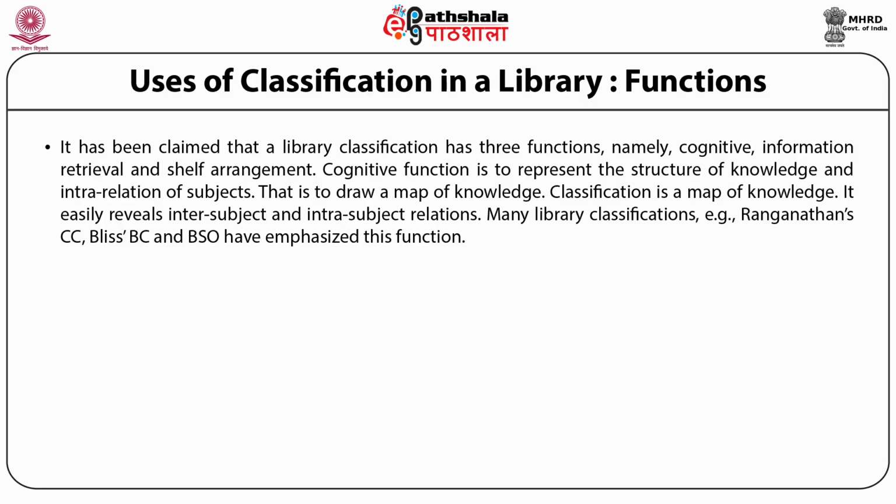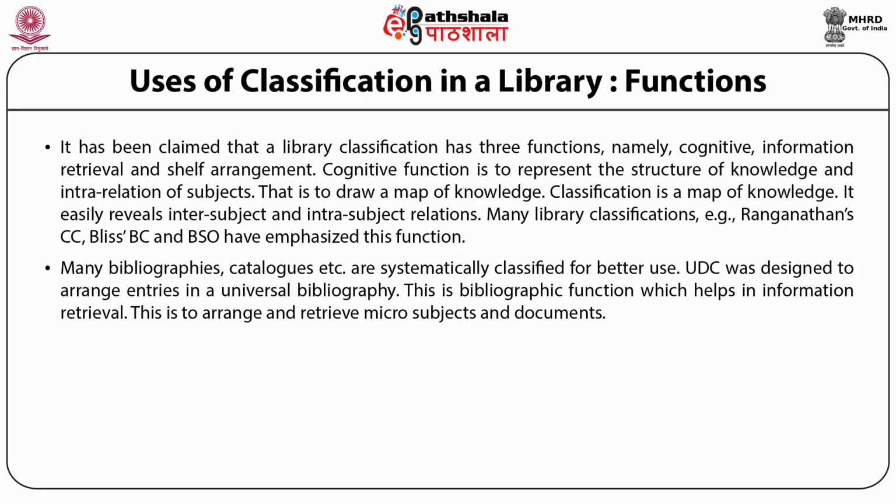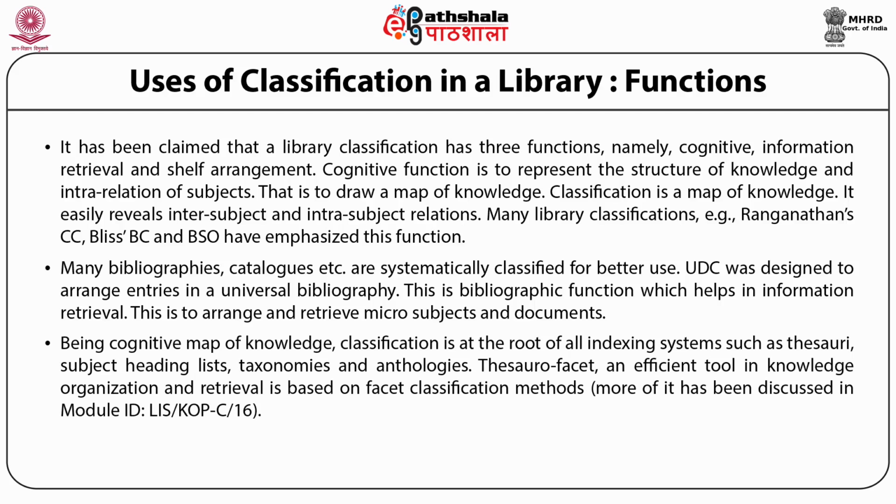Many library classifications, for example, Ranganathan's colon classification, Bliss's bibliographic classification, and BSO, that is broad subject ordering, have emphasized this function. Many bibliographies, catalogs, etc. are systematically classified for better use. UDC was designed to arrange entries in a universal bibliography. This is a bibliographic function which helps in information retrieval. This is to arrange and retrieve micro-subjects and documents. Being a cognitive map of knowledge, classification is at the root of all indexing systems such as thesauri, subject heading lists, taxonomies, and ontologies. Thesaurofacet, an efficient tool in knowledge organization and retrieval, is based on facet classification methods.